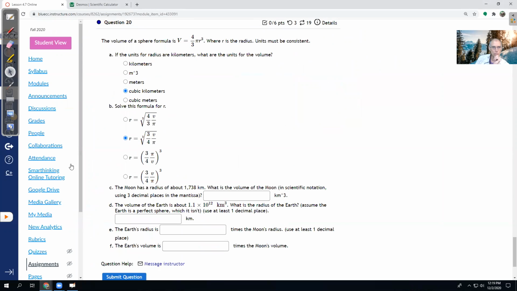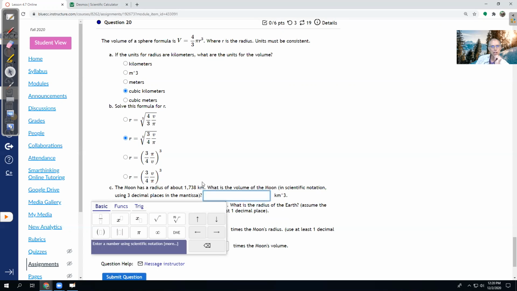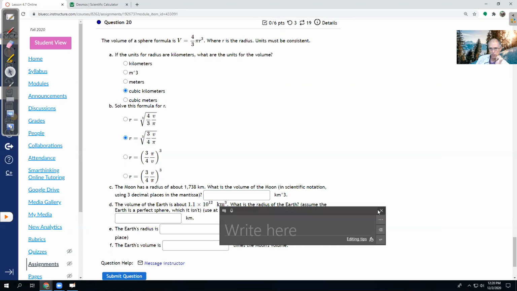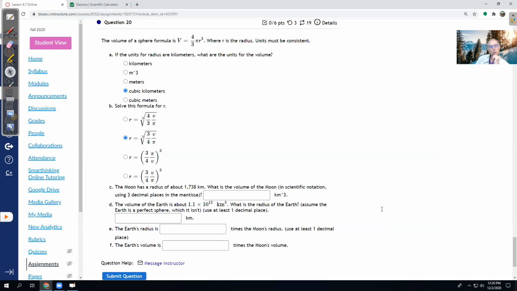All right, next, the moon has a radius of about 1,738 kilometers. What is the volume of the moon in scientific notation, 3 decimal places in the mantissa? The mantissa is the part that's being multiplied by the power of 10. So like for the Earth down below, 1.1 is the mantissa. So we just need to plug, whoa, what's going on there? We need to plug 1,738, that's our radius, into the original formula here, because we're trying to find the volume of the moon.